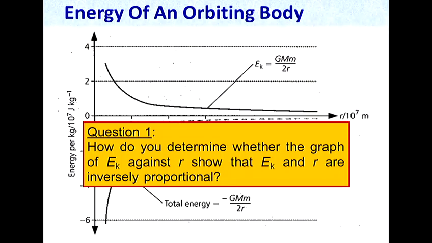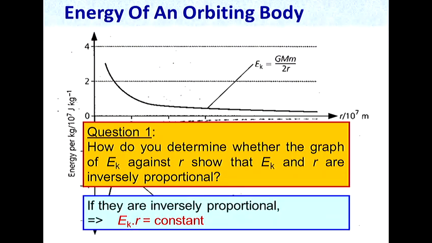What must you do to check whether or not the two variables are inversely proportional to each other? Any suggestion? What does inverse proportion mean? It means that EK equals a constant divided by R. That's inverse proportion. So if I want to show that it's inversely proportional, I must show that EK times R gives me a constant.